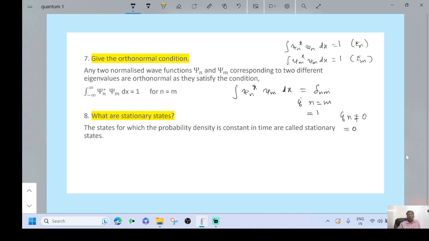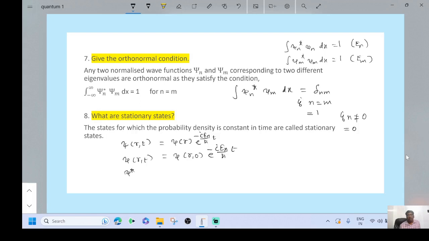What are stationary states? The states for which the probability density is constant in time are called stationary states. Consider a wave function psi of r comma t, that is equal to psi of r comma 0, where the value of t is 0 here, times e power minus i E n by h cross into t. This is our psi of r comma t.